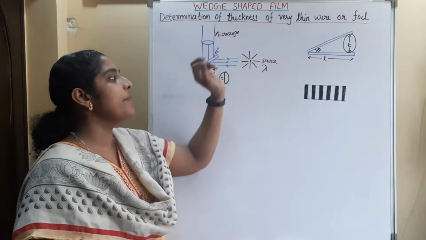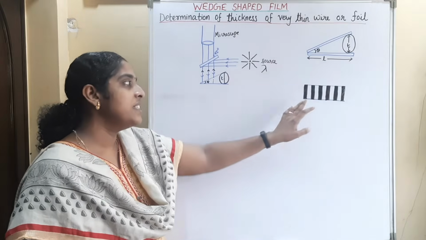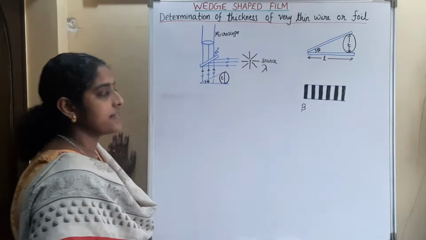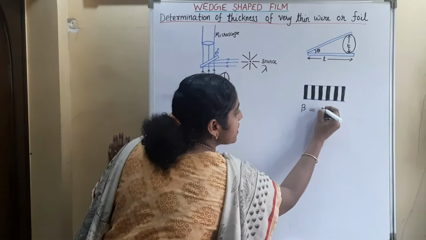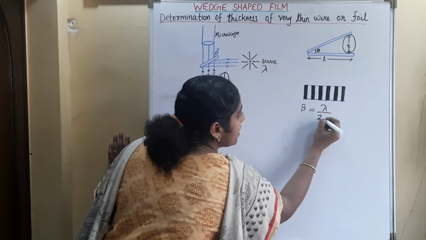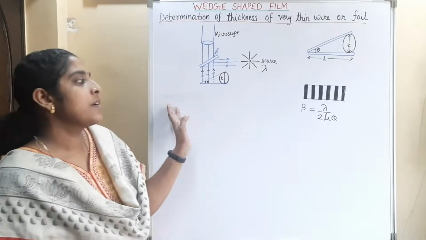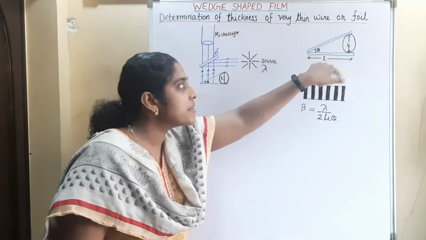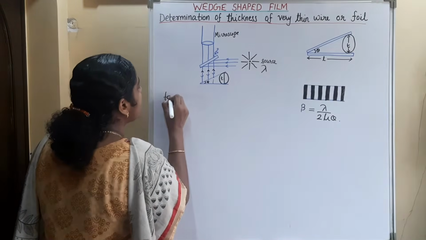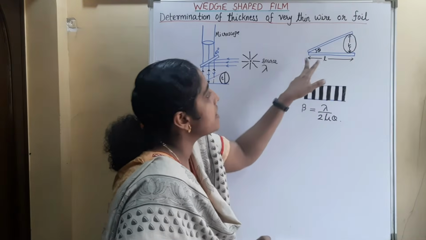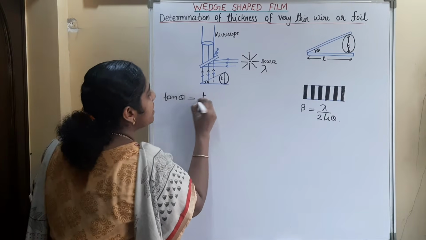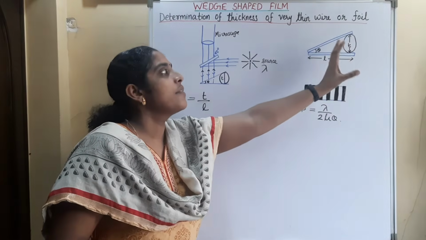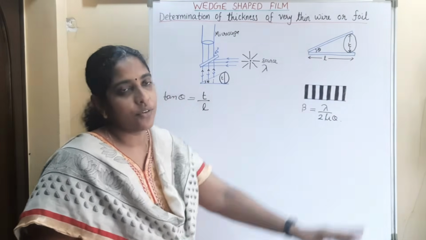With the help of this microscope we can determine the fringe width beta of these dark bands. So what is the expression for fringe width beta? That is lambda by 2 mu theta. Now what is this theta? Theta is the angle of the wedge. So from this diagram, what is tan theta? Tan theta is equal to the opposite side by the adjacent side, that is T divided by L. T is the thickness of the foil or the diameter of the wire, which we are going to find out, and L is the length of the wedge.